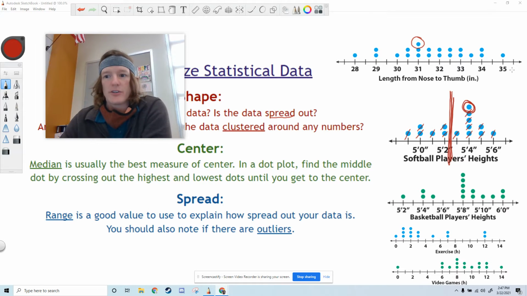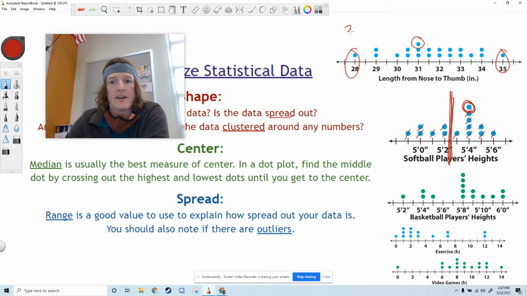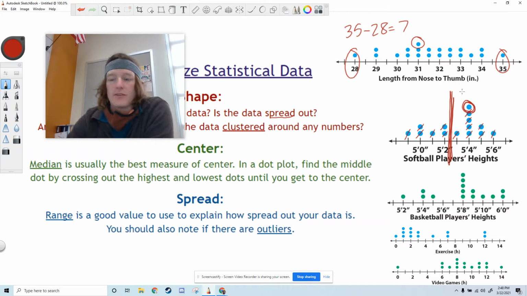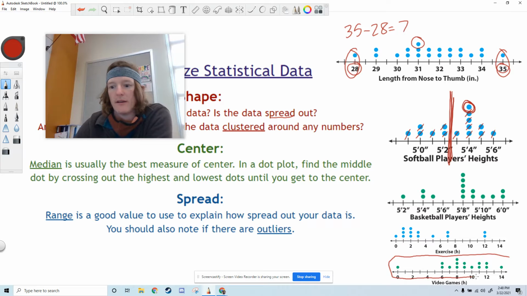The last thing is the range. So if we do the range of the data up here on the top one, we go from 35 to 28. So 35 minus 28 is 7. So our spread, this is the length from nose to thumb. This is a story problem. They were measuring from their nose to the tip of their thumb. So they ranged between 7 inches. There's 7 inches between the smallest length and the largest length. And on this one, there's no outliers. I would say there's an outlier on this bottom one, though, because most of our data is over here on the right, but we do have somebody who's played 0 video games in an hour.